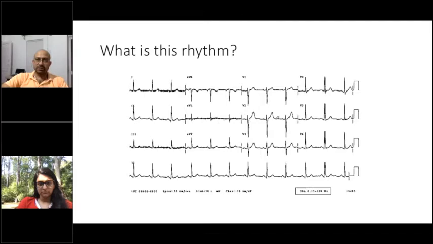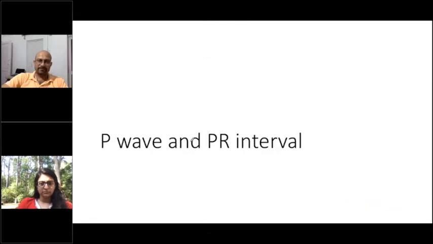So what do you think is the rhythm in this? Yes, this is a normal rhythm. This is normal sinus rhythm. You have a P wave every time; you look at lead 2 mostly to make your analysis. You have a P wave before every QRS complex. The P wave is in the same direction as the QRS complex, and there is equal distance between R and R intervals, and it's every time the same thing.